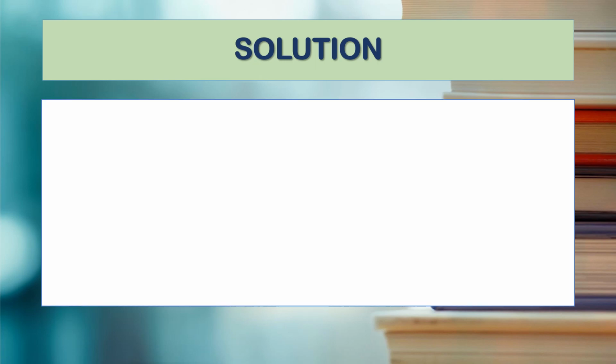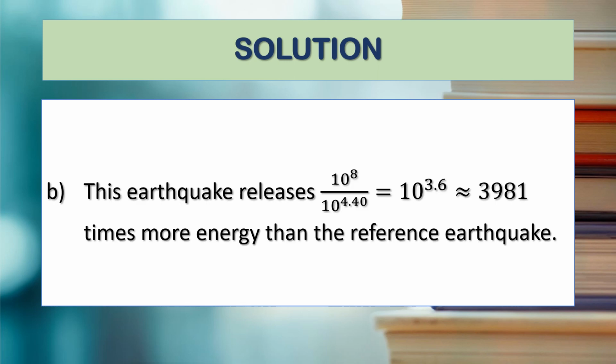So next we solve what is asked on letter B, that is how many times more energy than the reference earthquake. So the earthquake releases 10 raised to 8 over 10 raised to 4.4, which is equivalent to 10 raised to 3.6. Using your calculator will give you approximately 3,981 times more energy than the reference earthquake.